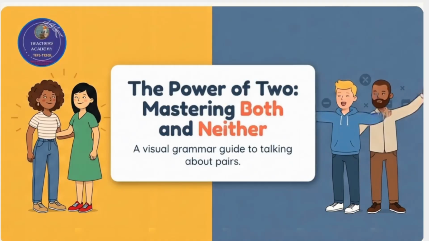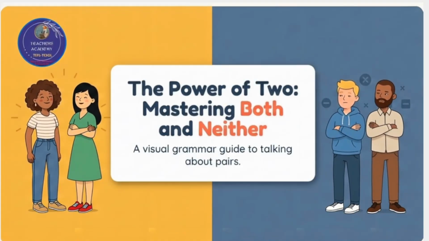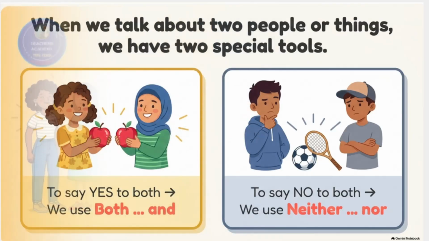In this lesson, we are going to learn how to use both and neither nor for talking about two people or two things. When we talk about two people or two things, we have two special grammatical tools. The first one is both and. We use both and when the answer is yes for the two people or things.